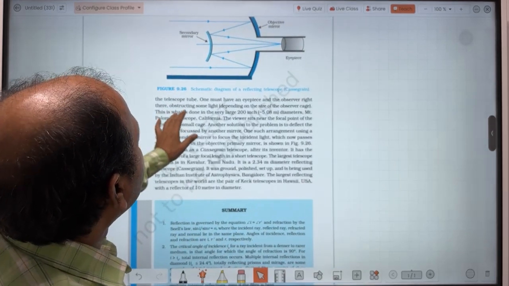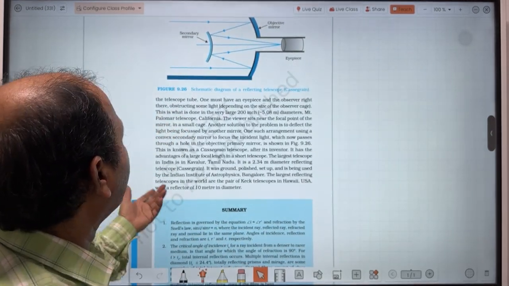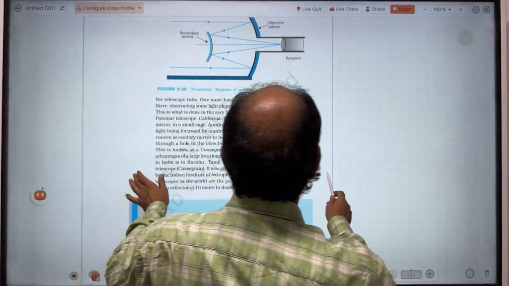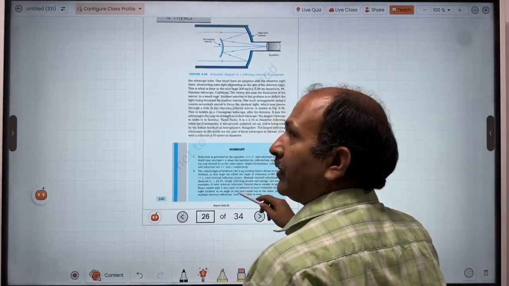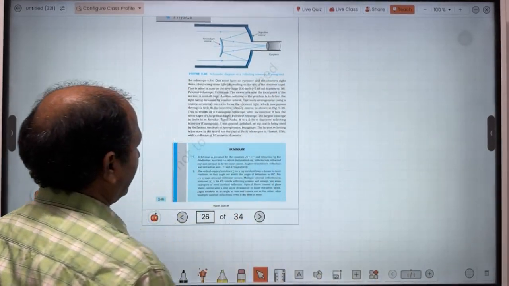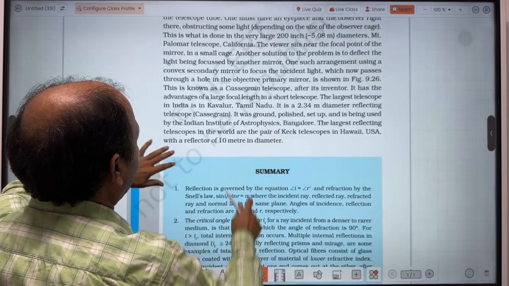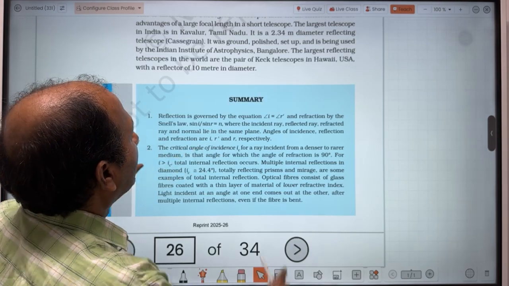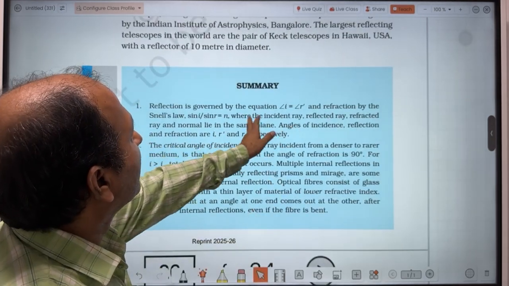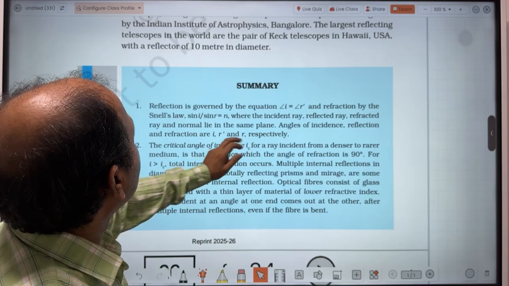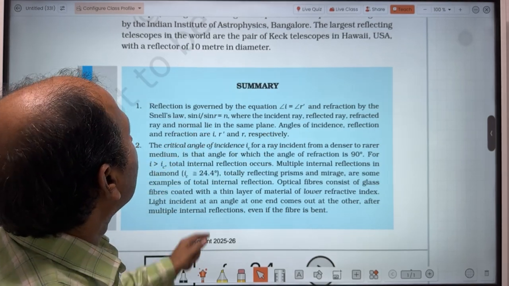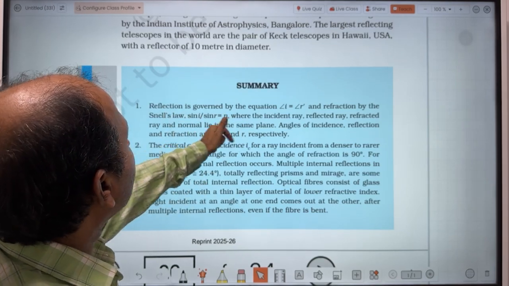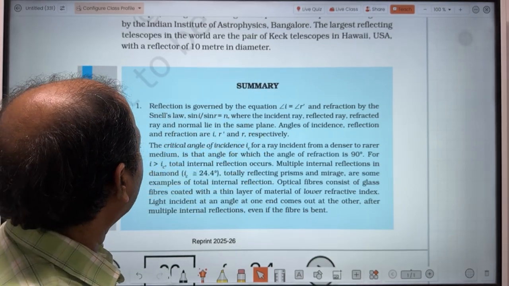The detail of this is omitted from the syllabus, so we have to study only what we have gone through. I think you have understood the chapter very well. Let's have a quick summary of the lesson, then we will do numericals in the next lecture. Reflection is governed by the equation angle of incidence equal to angle of reflection. In case of refraction, if you remember, sin i upon sin r equals the refractive index, but in case of reflection, angle i equals angle r, right?